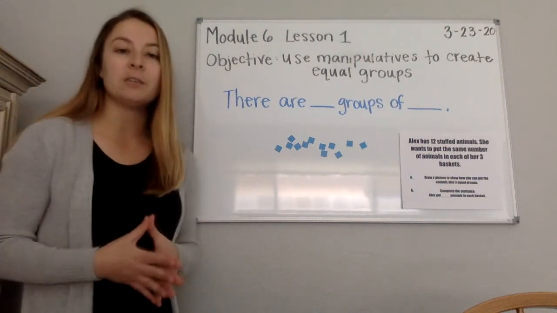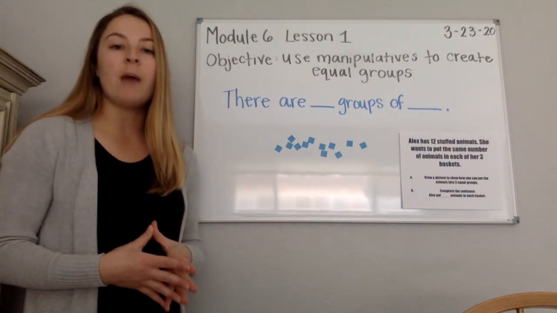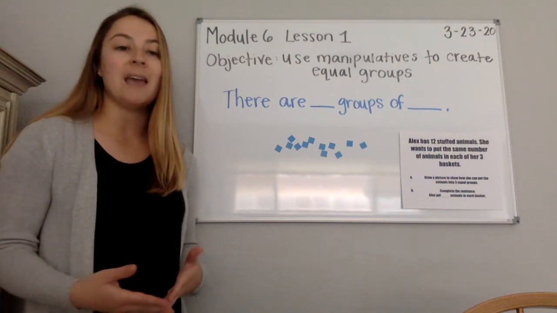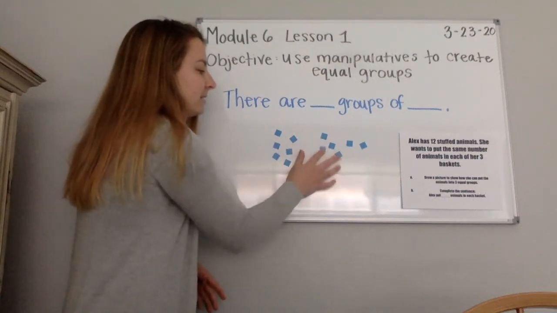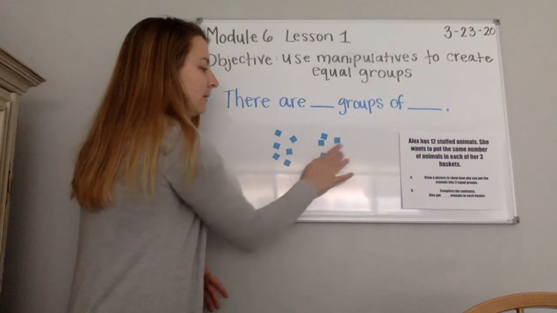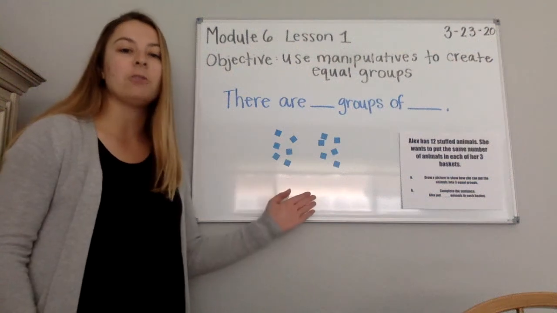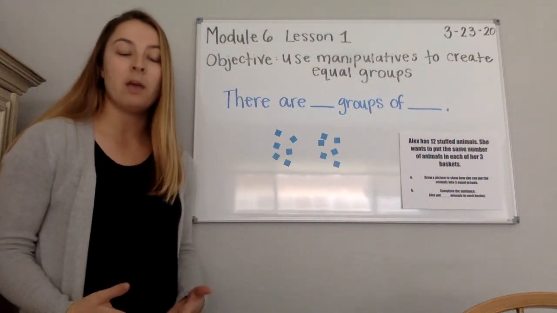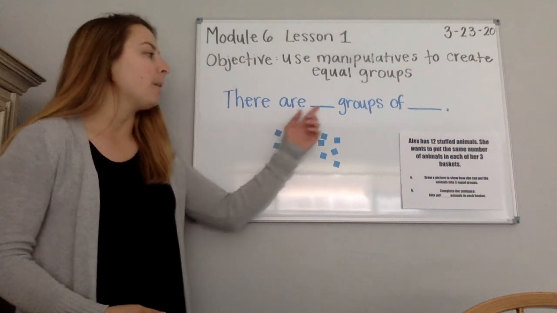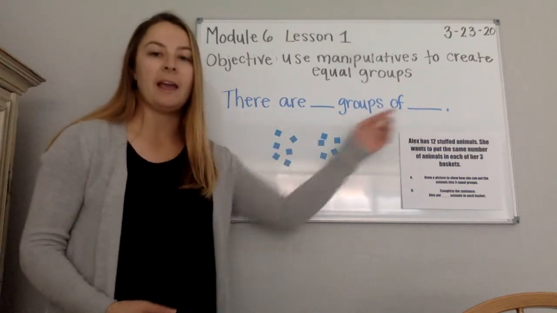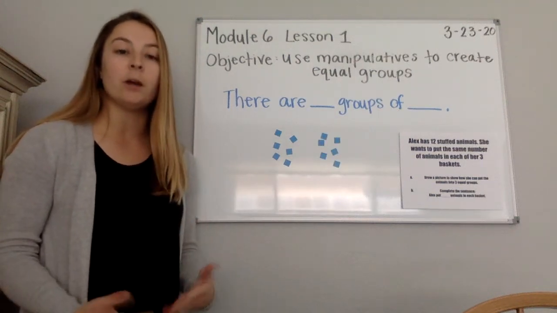Our objective for Lesson 1 is use manipulatives to create equal groups. We know that when things are equal, they are the same. So if I create two groups of 6, I know they are equal because the first group has 6 and the second group also has 6. They have the same amount. Our sentence frame that we're going to be using today to move through this lesson is, there are blank groups of blank. We are going to use this sentence frame to describe the different arrangements that we are creating.